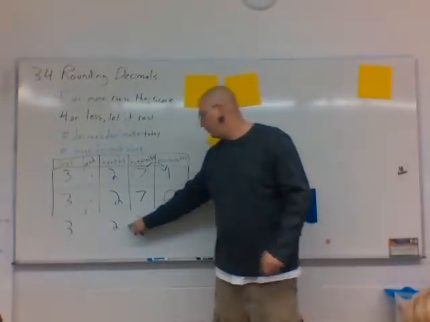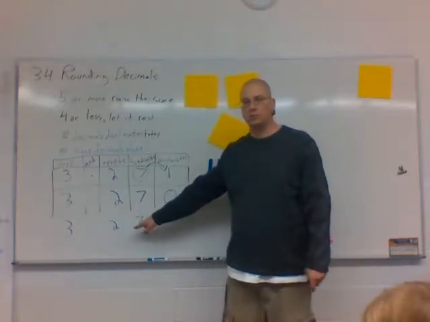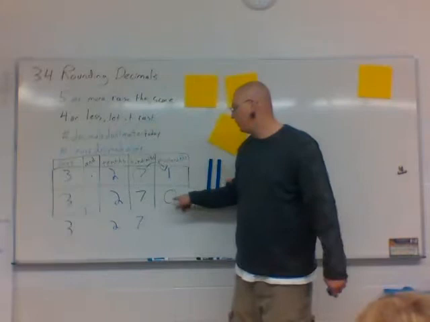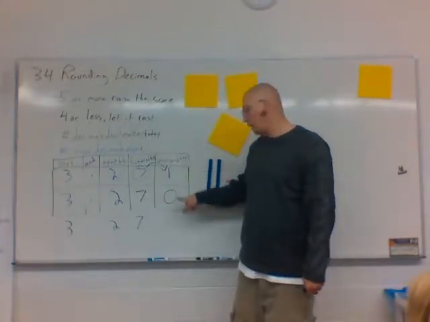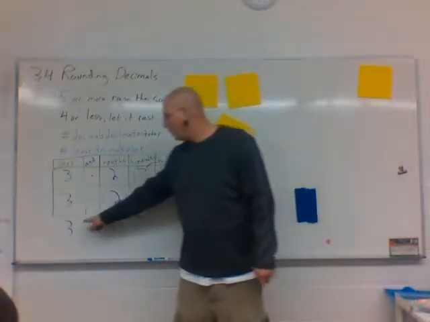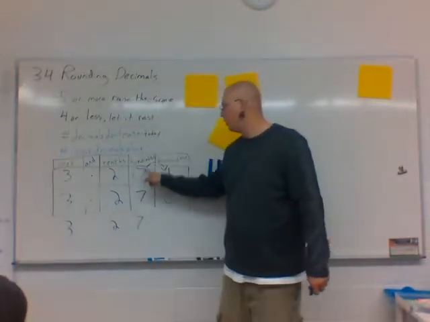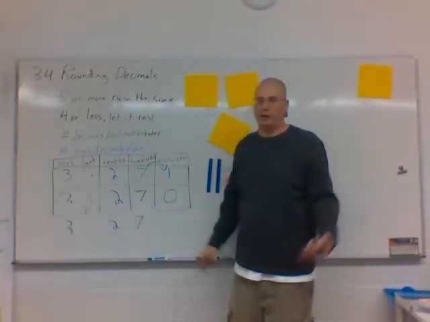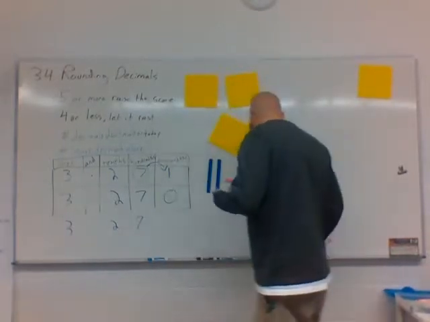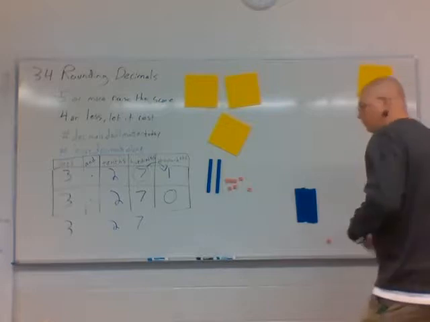Is there a difference between these two numbers? No. This is 3 and 270 thousandths. I just have an empty place value there. It doesn't change what it's actually worth. This is 3 and 27 hundredths. This empty place value here doesn't change anything. So that was letting it rest.